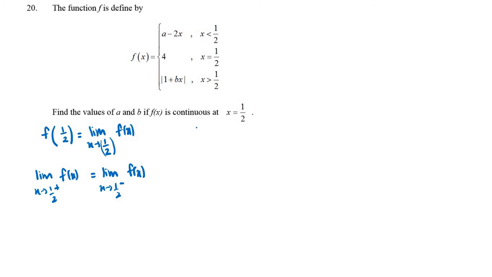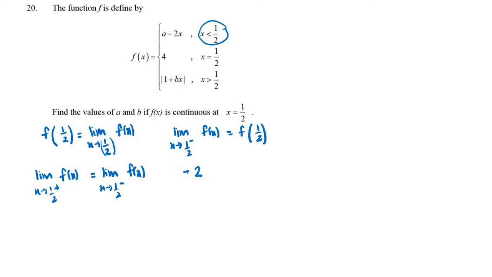So now the next information that we can use is we can make a conclusion: the limit of x approaching 1 over 2 from the left of f(x), we can equate with f of 1 over 2. Because f of 1 over 2, f when x equals 1 over 2, we have a value, that is equal to 4. So if we check the value from the left hand side, where x is less than 1 over 2, our function is a minus 2x.